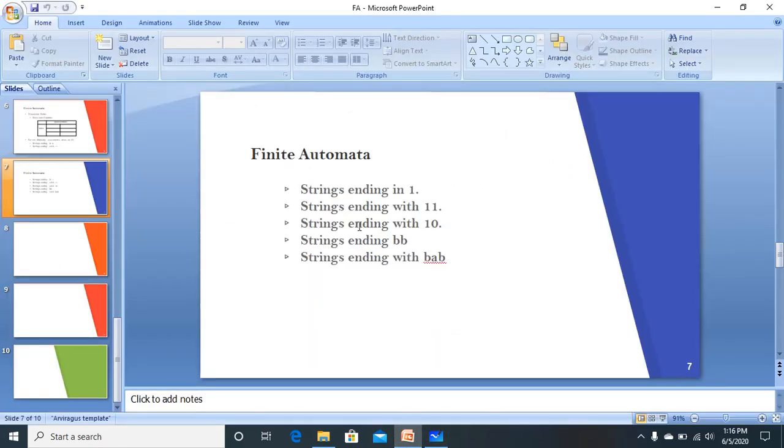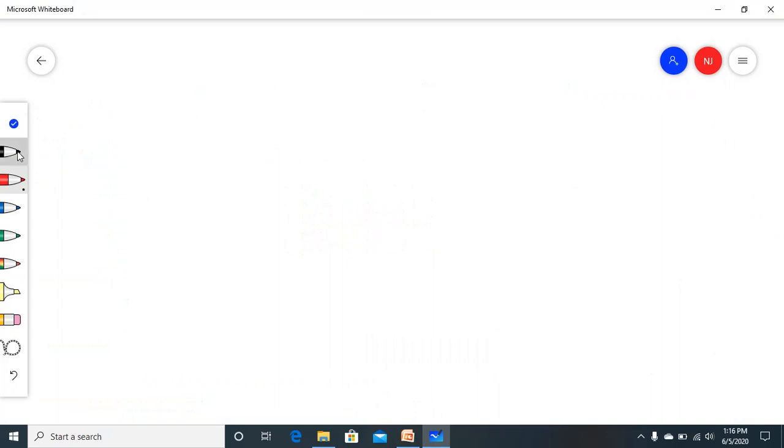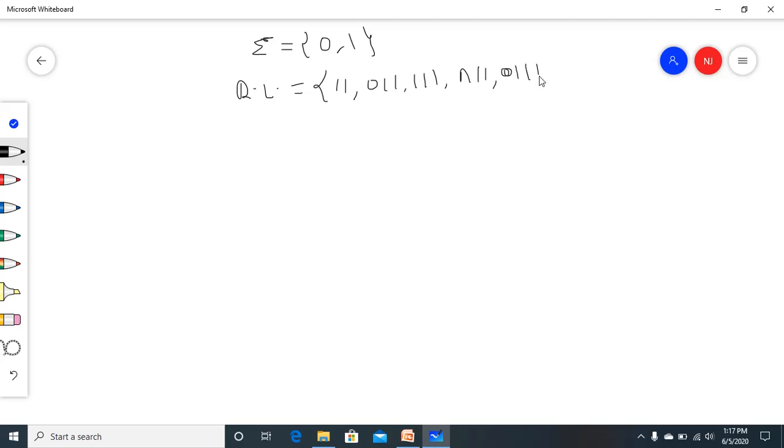The second example is strings ending with 11. As usual, step by step we have to go. Sigma is nothing but our input alphabet, 0 as well as 1. First step, we have to construct the regular language, considering the strings, but the condition is that each and every string should end with 11. Starting doesn't matter, it means either 0 or 1, or epsilon, or combinations of zeros as well as 1s. Such a string is part of our regular language. But the condition is that each and every string ends with 11, concatenated 11.